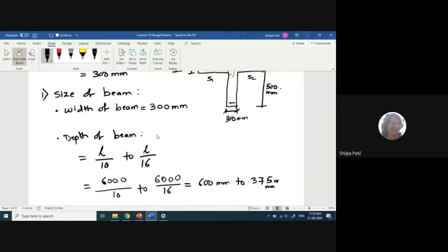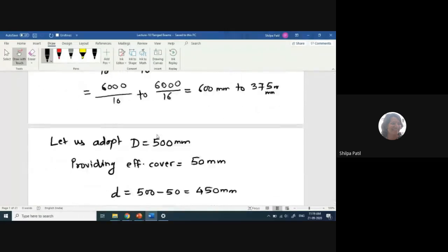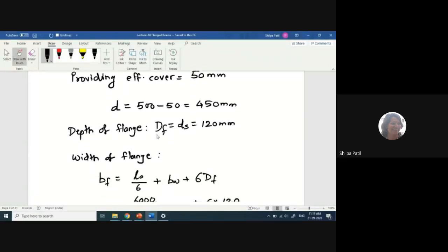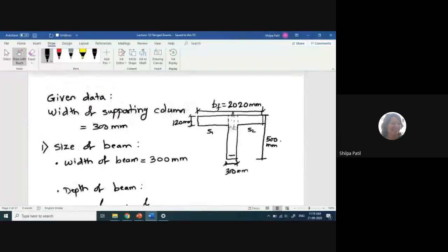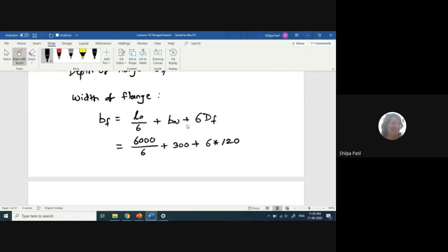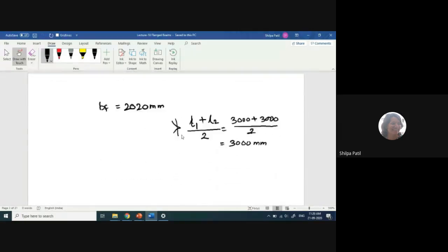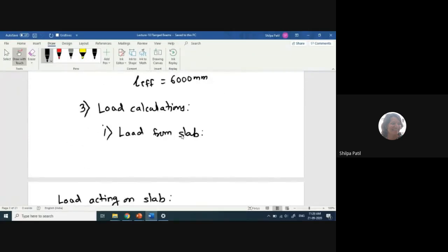We decided first the size of the beam, the width and depth of the beam. We calculated the effective depth of the beam. Then we also discussed how to consider the width of the flange, because in case of a T-beam, some portion of the slab will work as a part of the beam. So the total flange width is considered by using this formula, which is given in IS 456. Then further we calculated the effective span, then the load calculation.